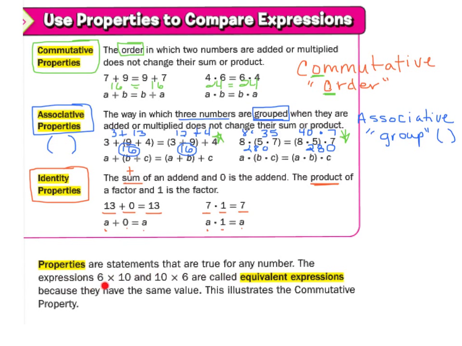The expressions 6 times 10 and 10 times 6 are equivalent expressions because they have the same value, and this was demonstrating the commutative property because we changed the order. We just flip-flopped the numbers. So commutative is often called the flip-flop property.